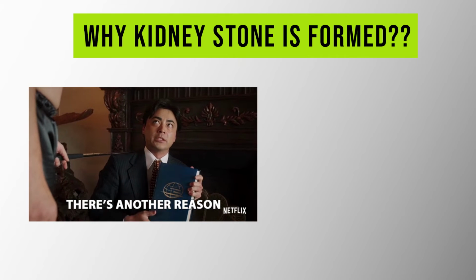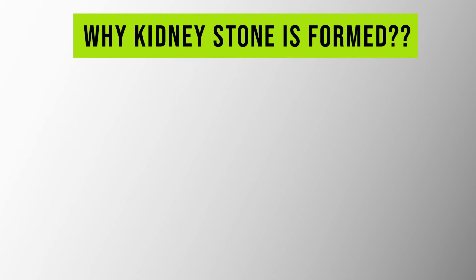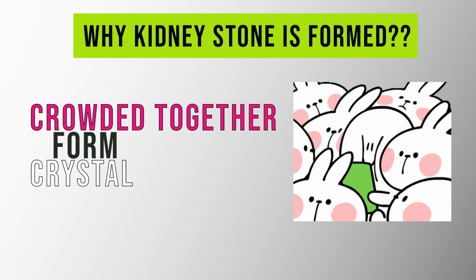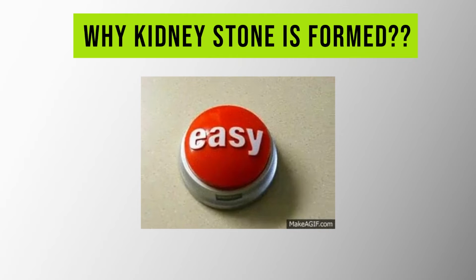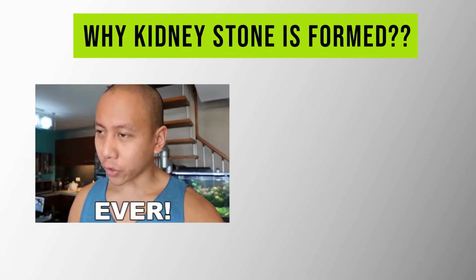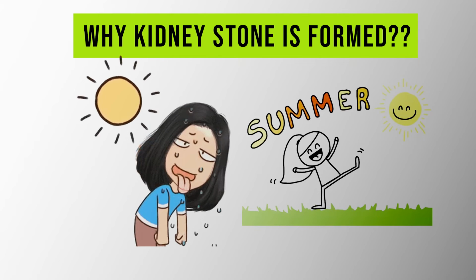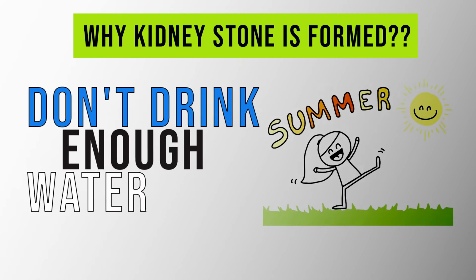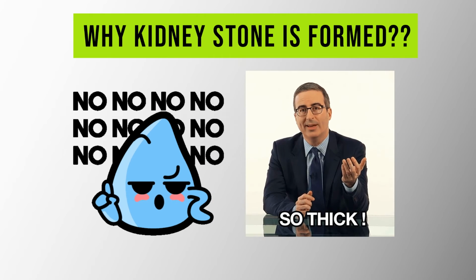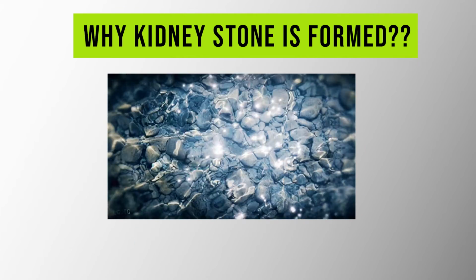Another reason kidney stones form is because your urine is too concentrated. When this happens, calcium and oxalate are crowded too closely together in your urine. This makes it easier for them to hook up and form crystal. If you ever had a kidney stone, there's a good chance it showed up in the summer. Kidney stones are more common during summer months when people don't drink enough water. When you don't drink water, your urine becomes more concentrated. This makes it easier for crystals to form that lead to stones.